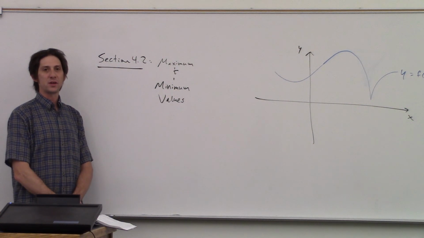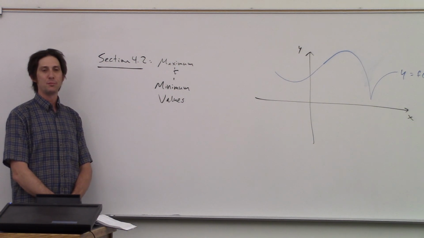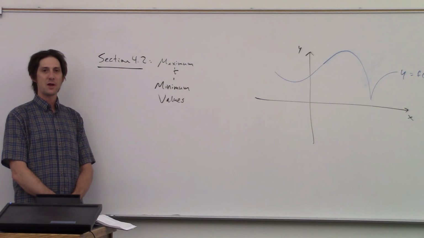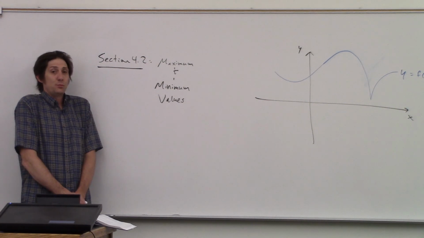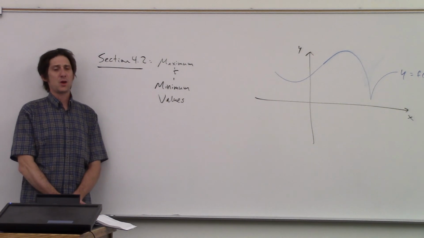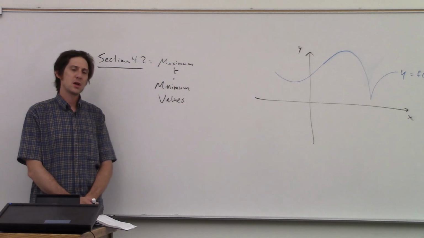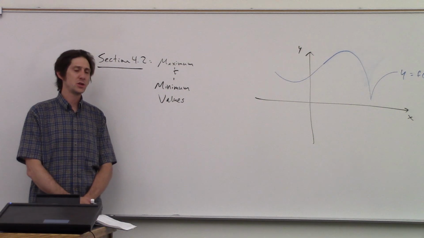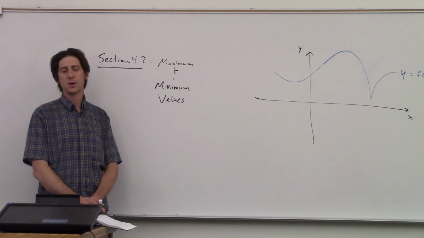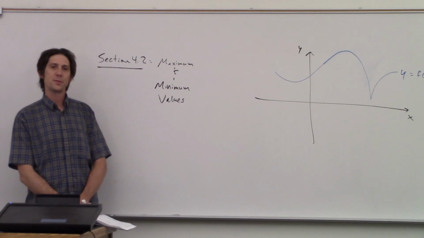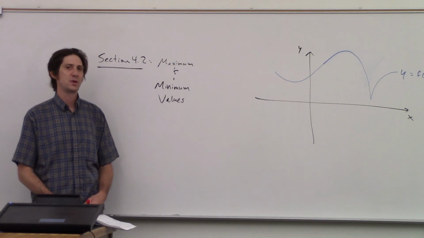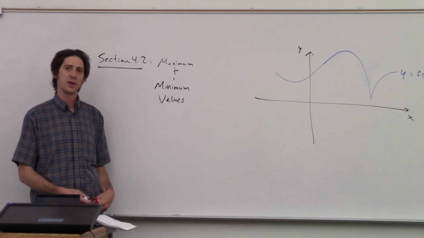Hello, today's topic is section 4.2, maximum and minimum values. In previous sections, we've thought about reasons why we might want to make a quantity either as large as possible or as small as possible. We talked about profit, the company's profit in producing and selling an item.